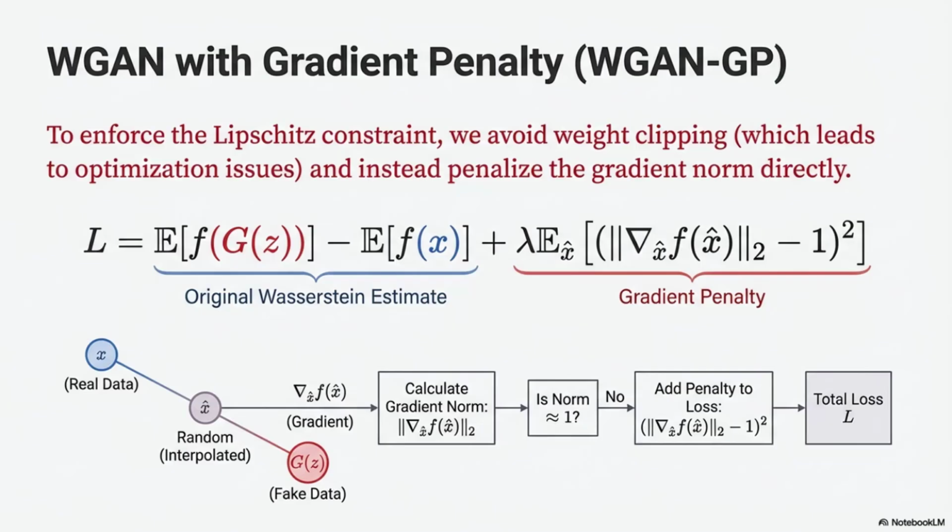The second part is the penalty, and this is the magic ingredient for stability. Here's what it does. It picks random points between real and fake images, checks how steep the critic's function is, and if the slope isn't a nice gentle 1, it penalizes it. This one addition made WGANs way more stable and so much easier to get working.